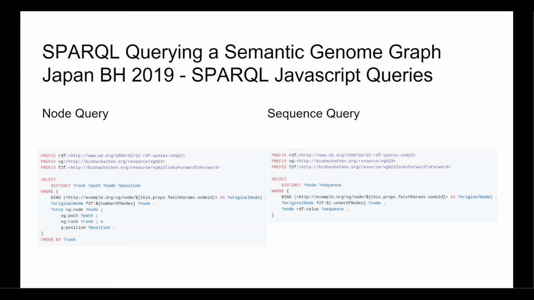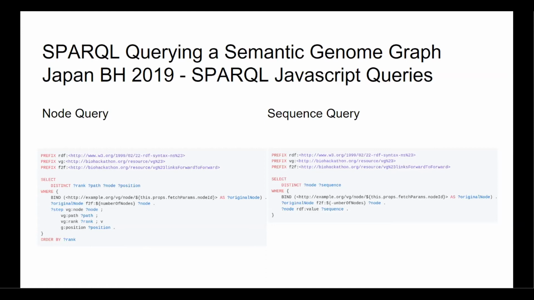The first time the VG ontology was used for visualization was during the Japan Biohackathon 2019. There we modified the JavaScript code of an existing graph visualization tool called Sequence Tube Map so that we can query a SPARQL endpoint for nodes, paths, and the nucleotide sequences. On the left-hand side, you can see such a node query. The parameters we have taken over from the JavaScript are the starting node ID and the number of nodes. Then we can query all the steps which we need in order to visualize the nodes.